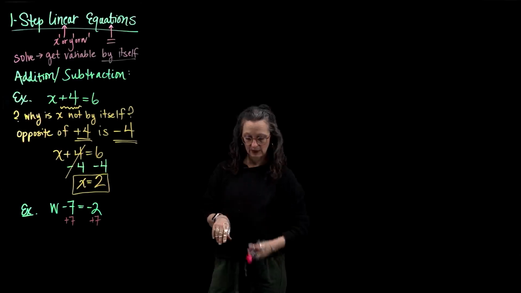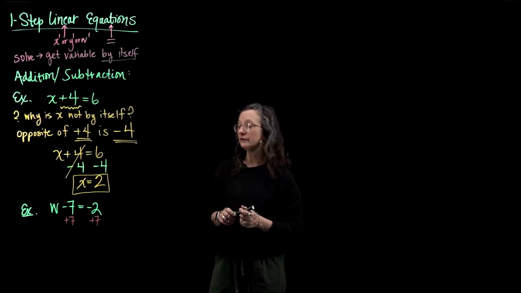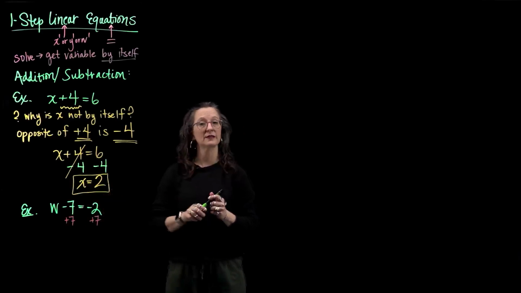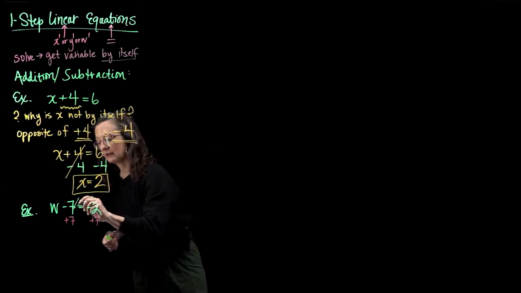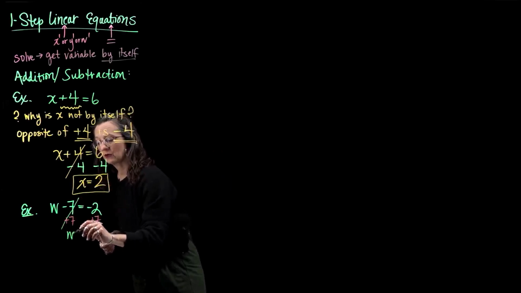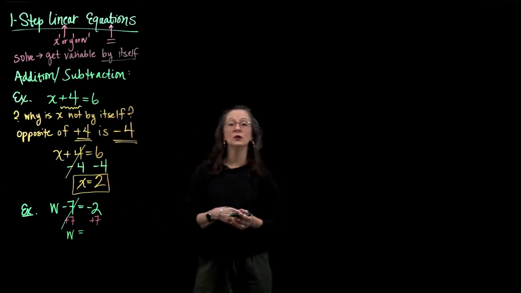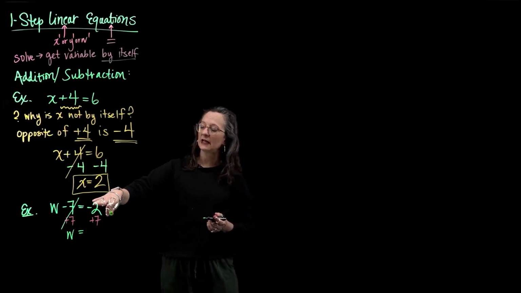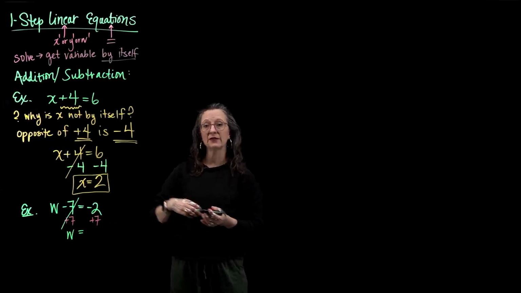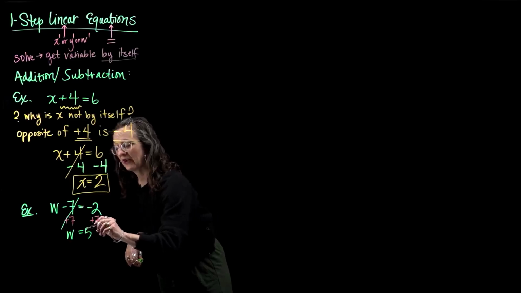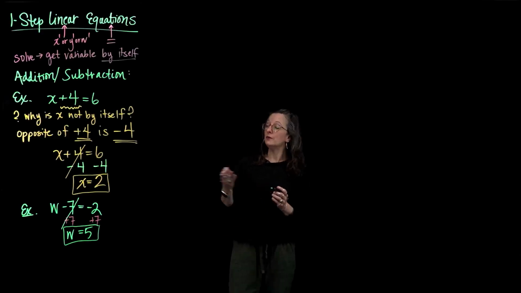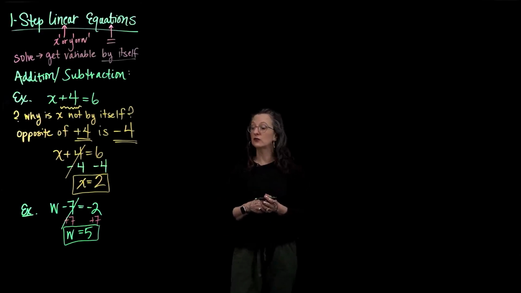Okay? When I do that, on the left-hand side, I have minus 7 plus 7, which just makes 0. So I'm left with a w all by itself on the left-hand side. On the right-hand side, I have negative 2 plus 7, which is just 5. And as you can see, we've got that variable all by itself equal to a number. So we have solved that linear equation.